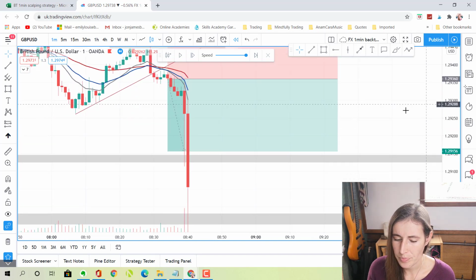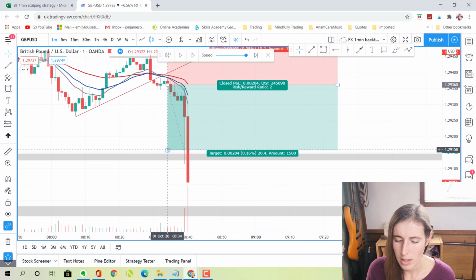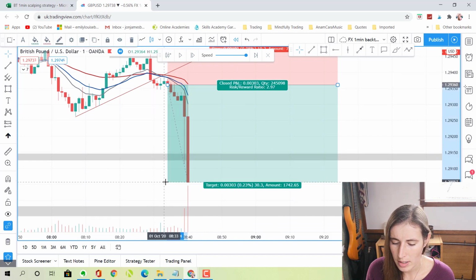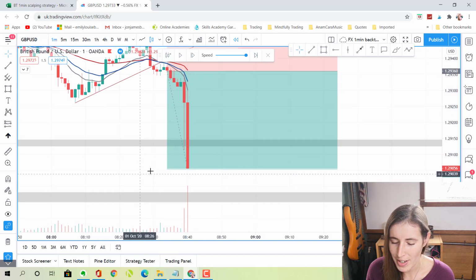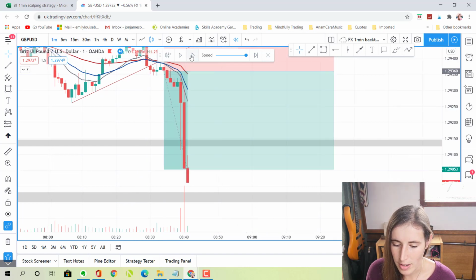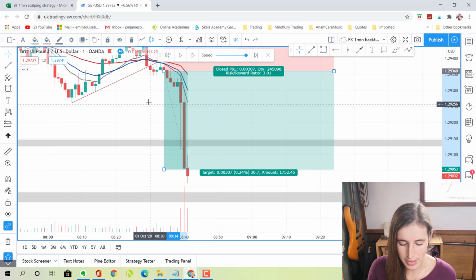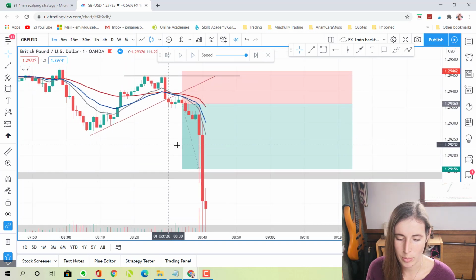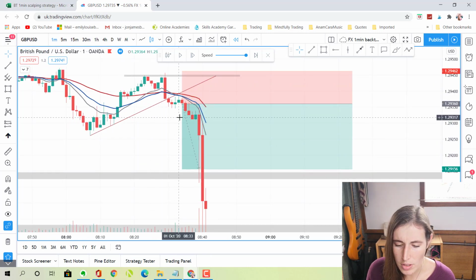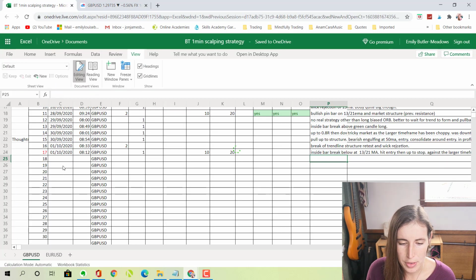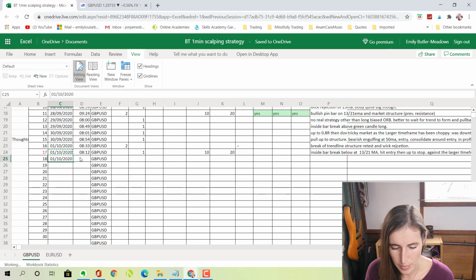There we go. Okay, so that's a nice move down. In fact, it was very close to being 3R. I'll just put the next candle down. There we go. So I could have actually got a 3R out of that, but for the purpose of the strategy, I'm risking 1 to make 2. So that was 8:33 on the 1st of October.